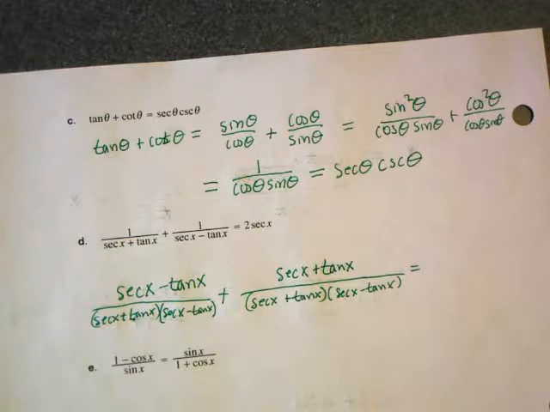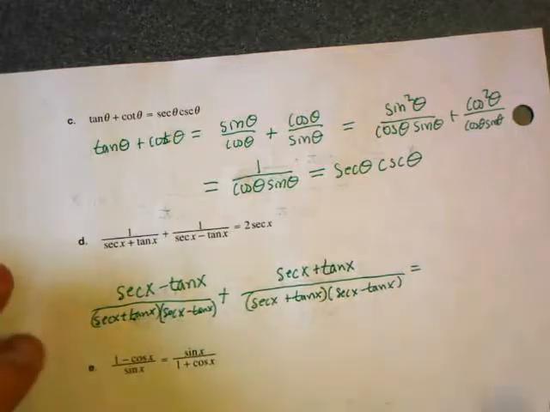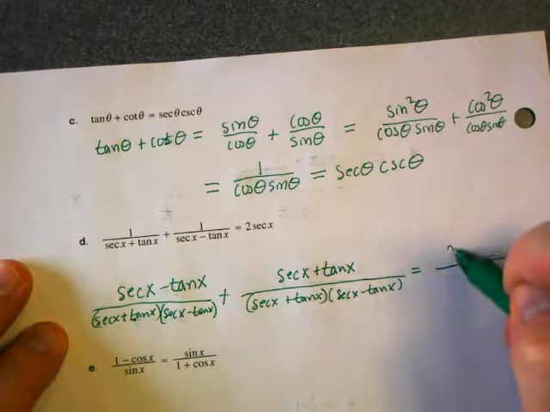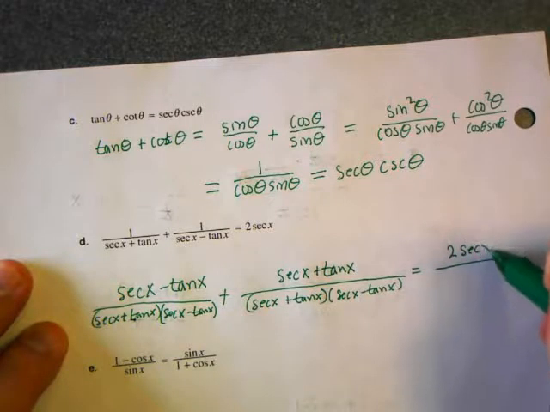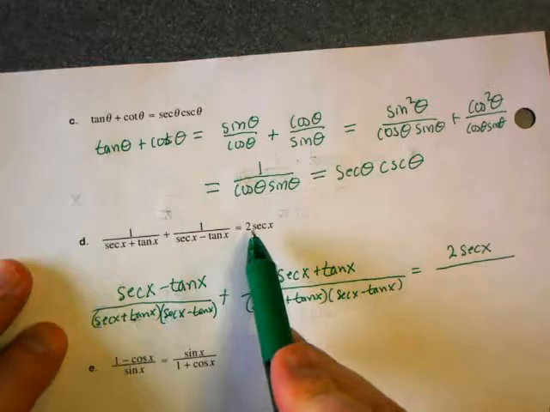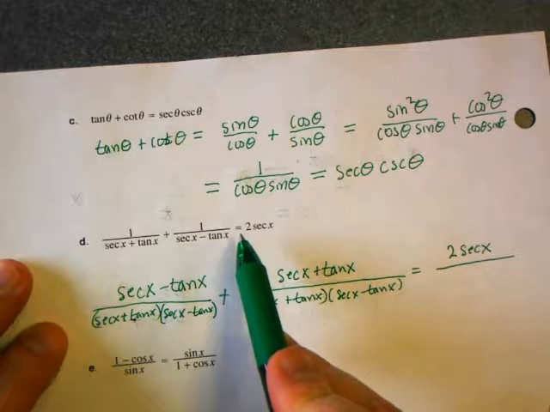Well, let's add the tops, because we can add the tops. I like it when I add the tops. What do I get when I add the tops? 2 secant x. That's supposed to be my final answer, 2 secant x. But we got to keep going, don't we?